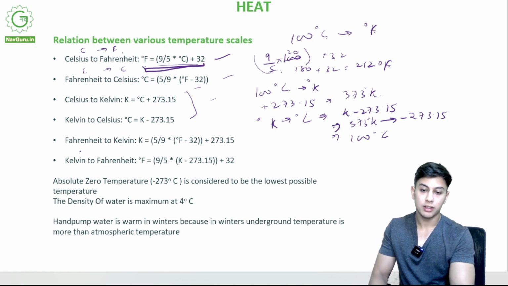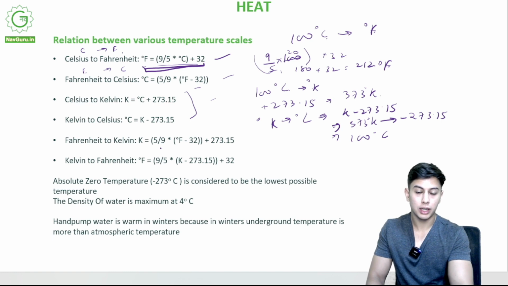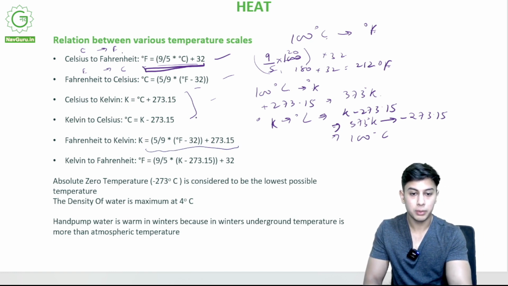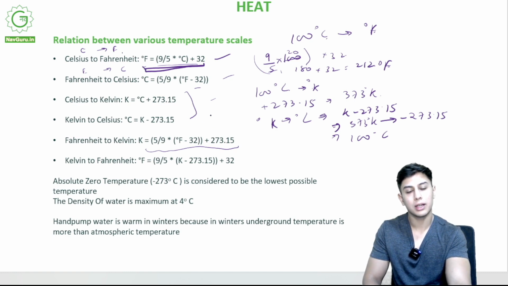Fahrenheit to Kelvin, I will again use these formulas, but these are all interrelated. You have to note these formulas down and utilize them to solve calculations.